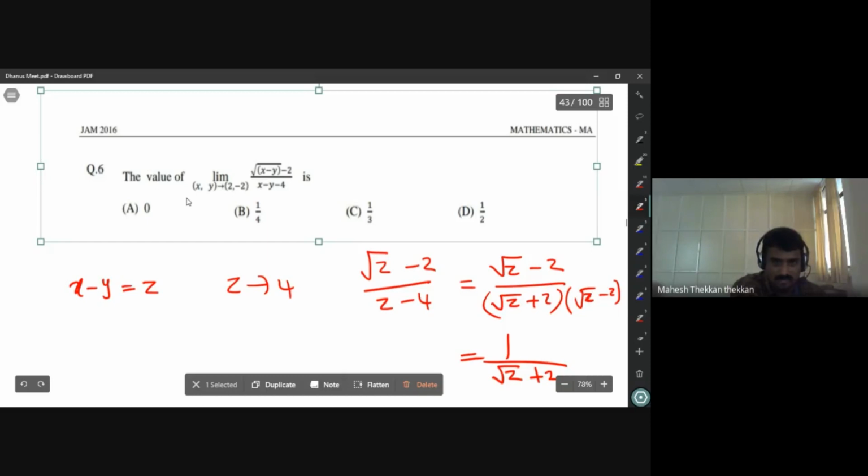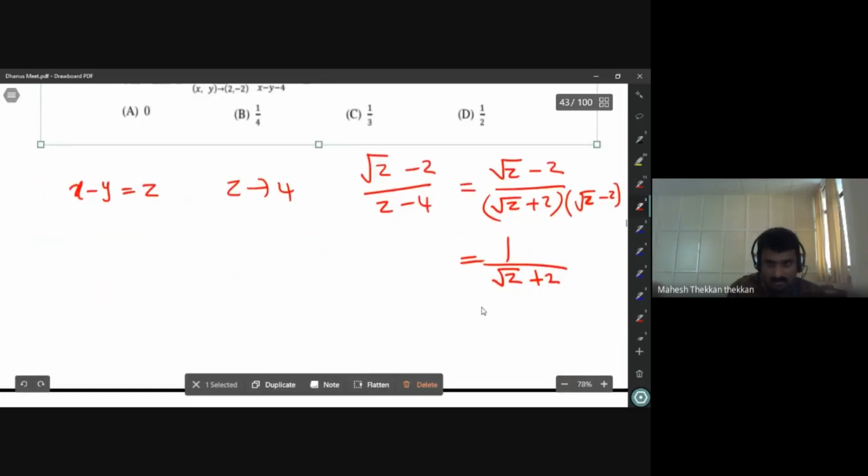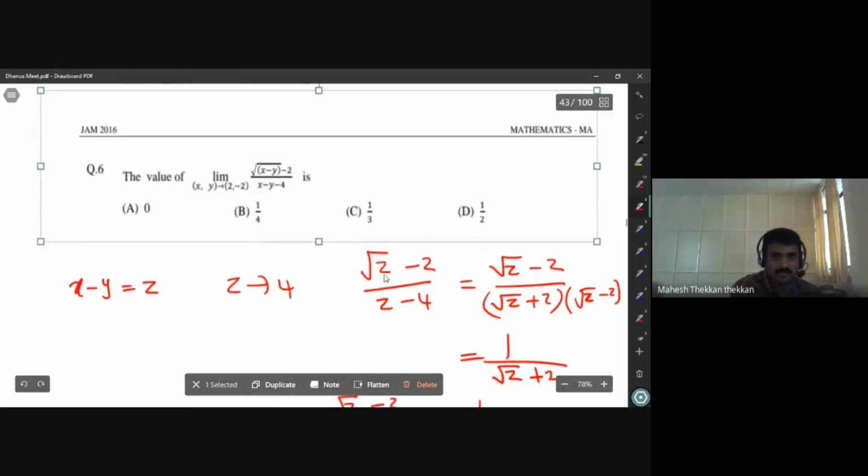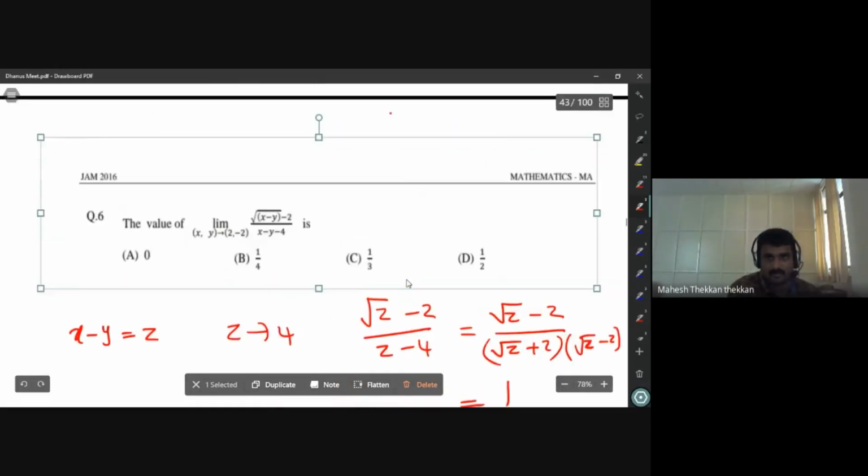So as z tending to 4, what will you get? 1 by root 4 plus 2. Root 4 will come, that is 2. So 1 by 2 plus 2 will come, that is 1 by 4. So the limit as z tends to 4 of root z minus 2 by z minus 4, you will get 1 by 4. So 1 by 4 is the answer. This is very simple.